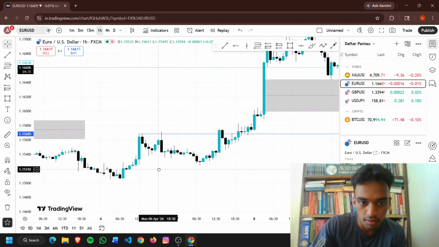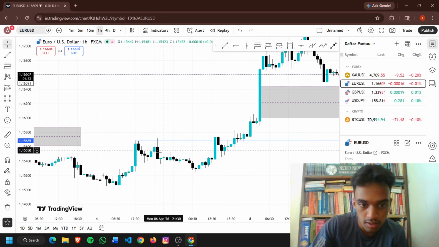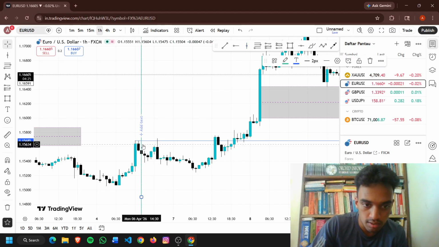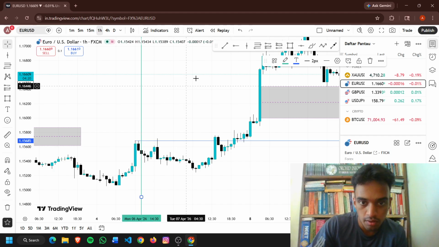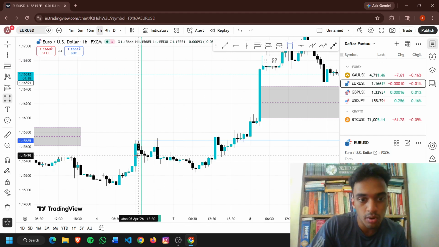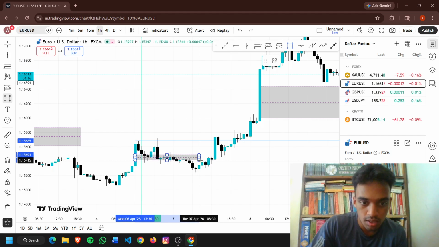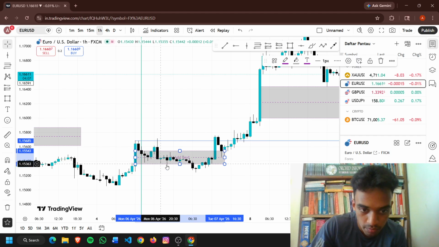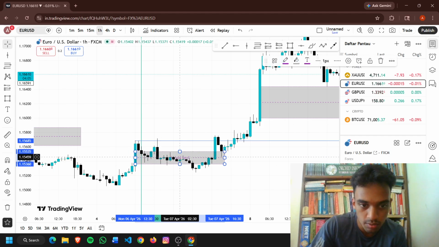Another example of a fair value gap. Just consider till here, a three candlestick pattern: one, two, three. These three. I don't have the bar replay because I didn't get the TradingView subscription, so see what happens. Do not consider this line for now. At first, these three were the fair value gap.